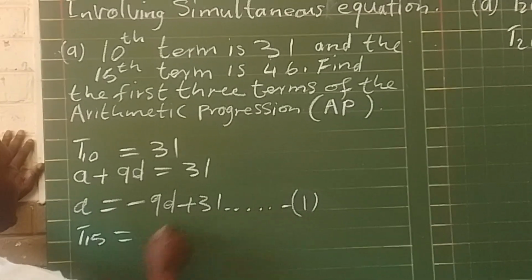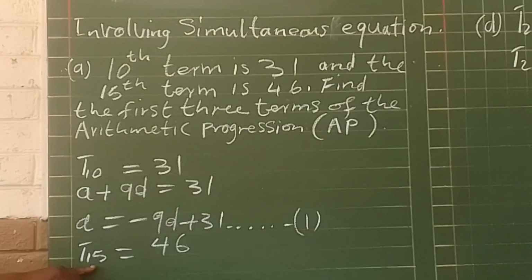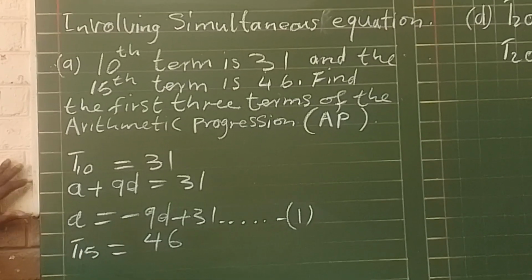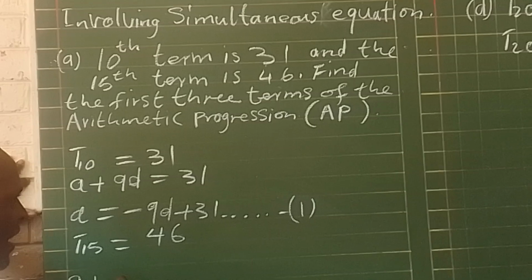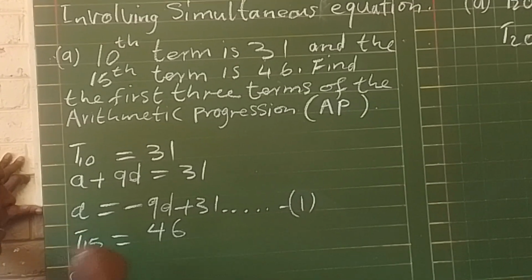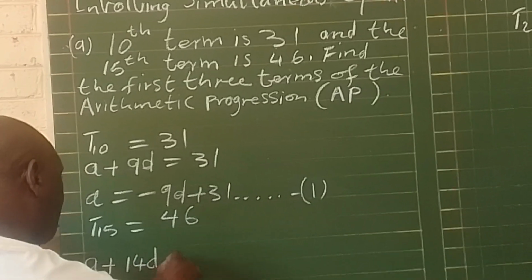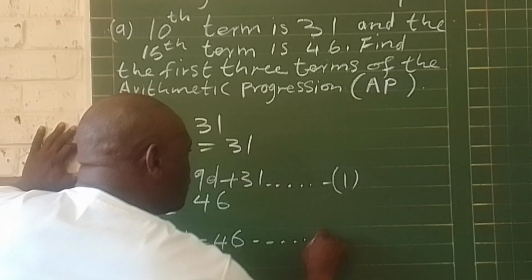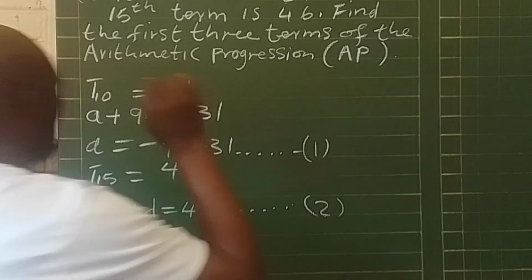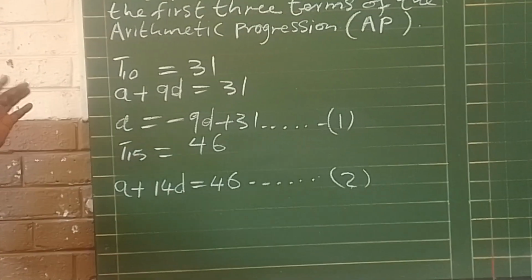Right, we come to the 15th term. T15 is equal to what? 46. What T15 tells us is that we have a plus 1 less, which is 15 minus 1, is 14d. Must give us 46. This is equation 2. Then you start doing your magic. You know how to do your magic from grade 11.